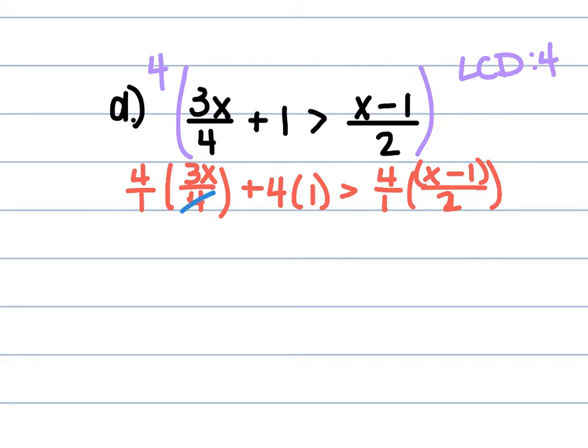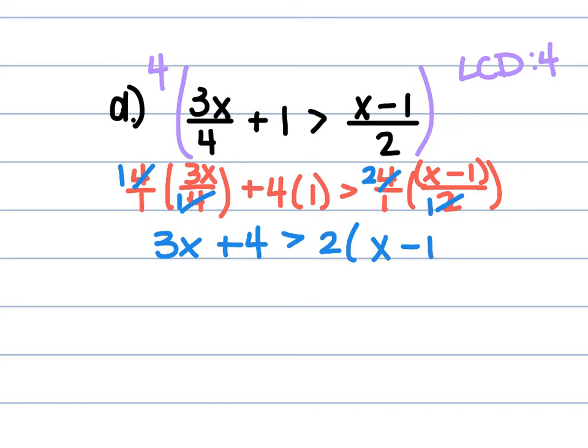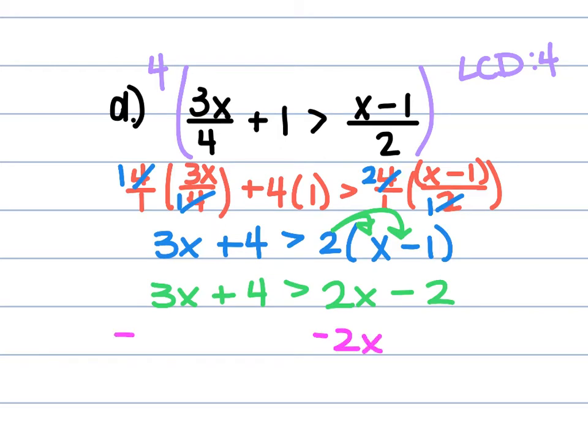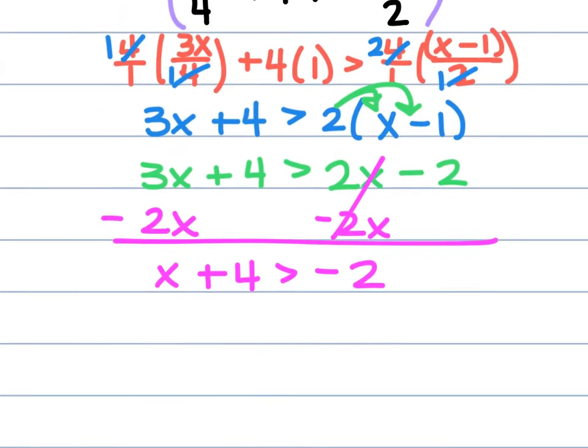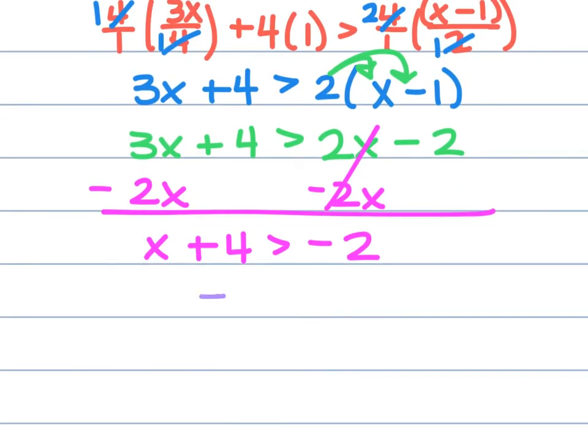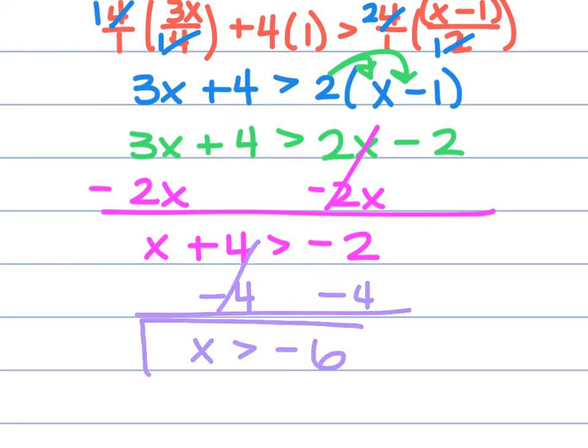All right, so these 4s are going to be 1s. We're going to have 1 times 3x, which is 3x. 4 times 1 is 4. Is greater than the 2 will turn into a 1, making the 4 a 2. So 2 times x minus 1. We're going to distribute that 2 in to get 3x plus 4 is greater than 2x minus 2. I'm going to move the 2x over by subtracting it, so I'm going to have x plus 4 is greater than negative 2. I'm going to move the 4 over by subtracting it, and we get x is greater than negative 6.